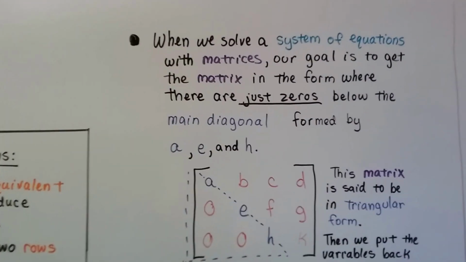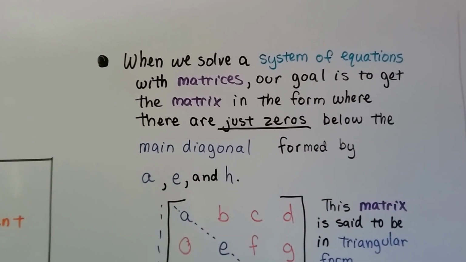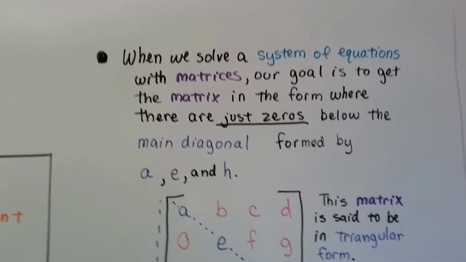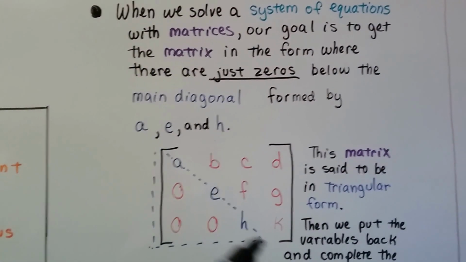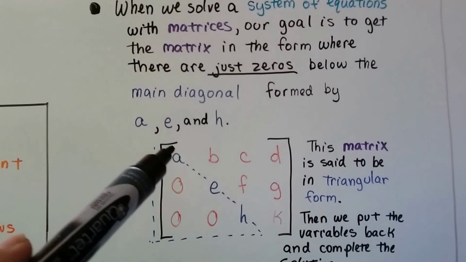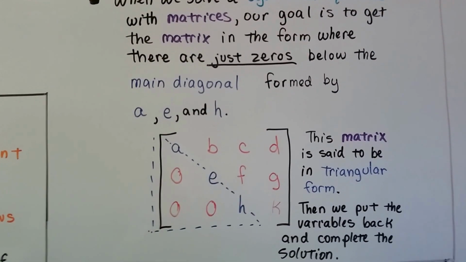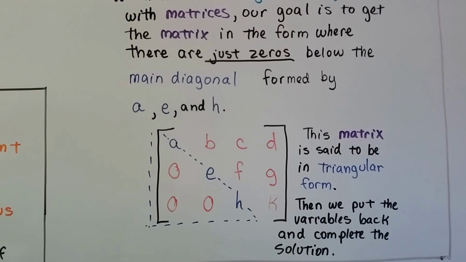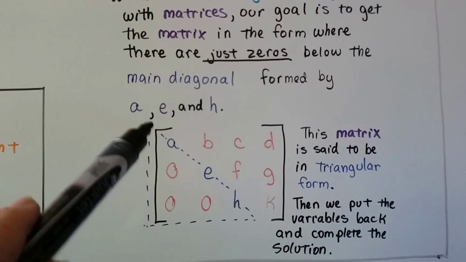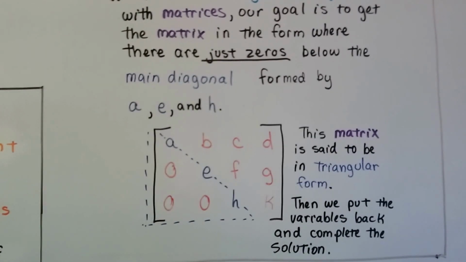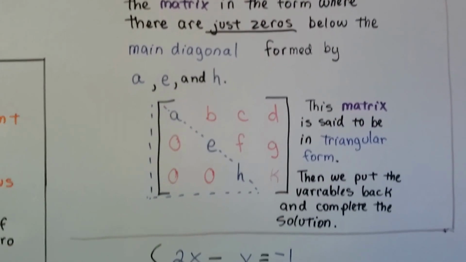So when we solve a system of equations with matrices, our goal is to get the matrix in the form where there are just zeros below the main diagonal. In this matrix, that main diagonal is formed by the A, the E, and the H. See how there are zeros down here below it? This matrix is said to be in triangular form. So when we've got zeros below the main diagonal, it's in triangular form. Then we put the variables back and complete the solution.